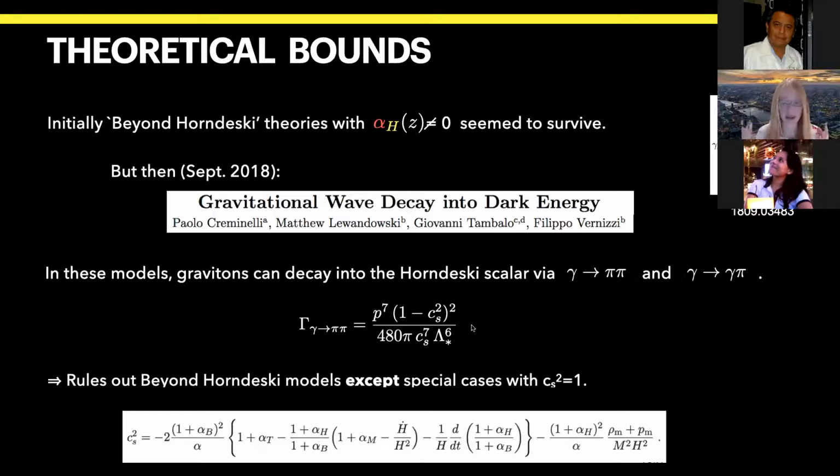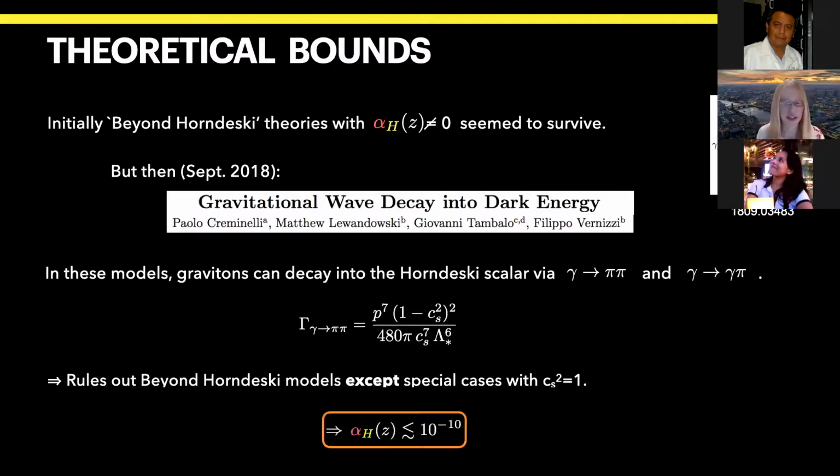And the fact that it can't be happening from the observations they used to put a bound on this alpha_H parameter. And as I say, the technical details are in here. But the upshot is that they placed a bound on alpha_H purely from theoretical grounds that is less than 10 to the minus 10. So another really tight bound on one of our 5 Horndeski parameters.